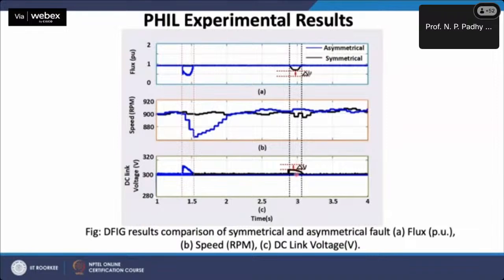The settling time for the speed seems to be very large in the case of asymmetrical fault due to the effect of negative sequence component. This leads to the larger variation in the flux, which further increases perturbation in the RSC current, and the extra power accumulated in the rotor causes more perturbation in the speed.